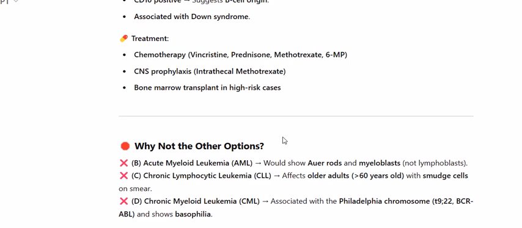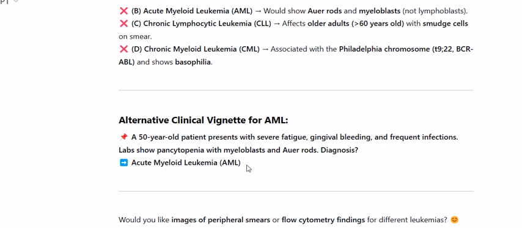Alternative clinical vignette for AML. A 50-year-old patient presents with severe fatigue, gingival bleeding, and frequent infections. Labs show pancytopenia with myeloblasts and Auer rods. Diagnosis? Acute myeloid leukemia, AML.